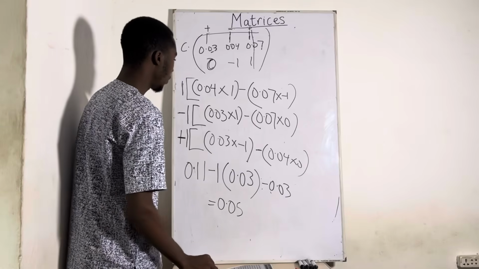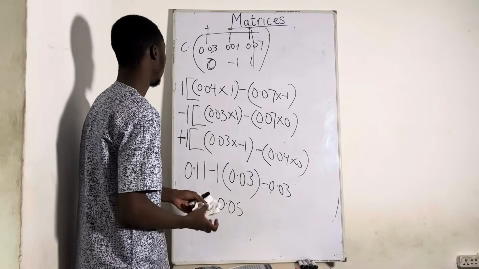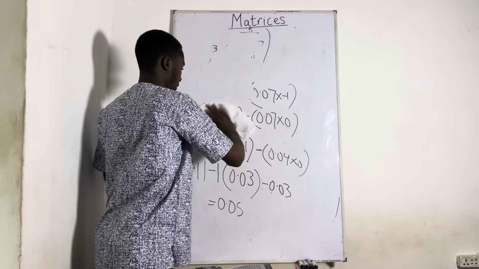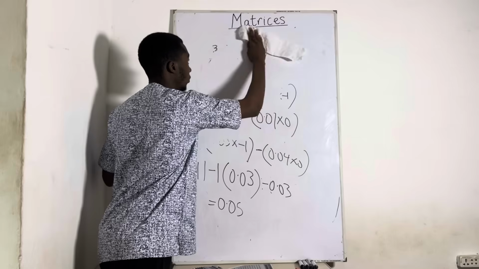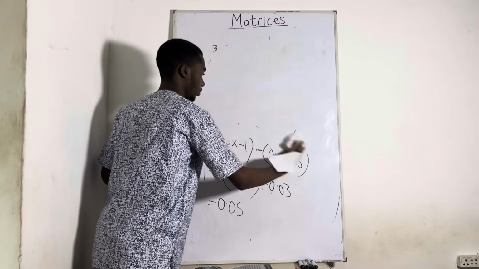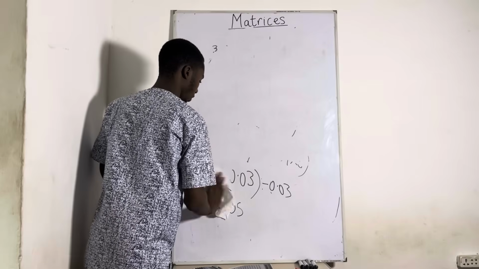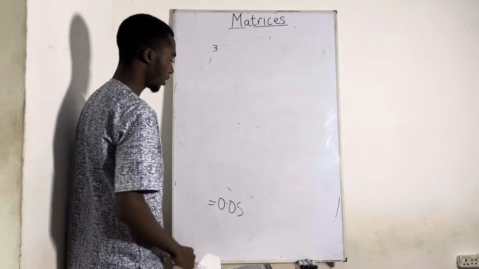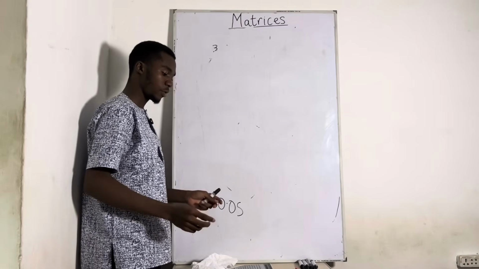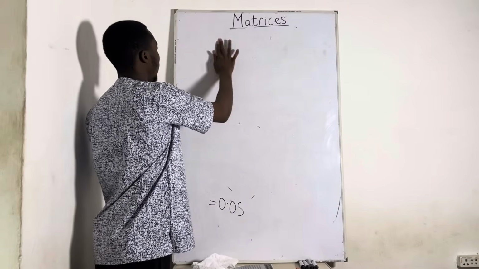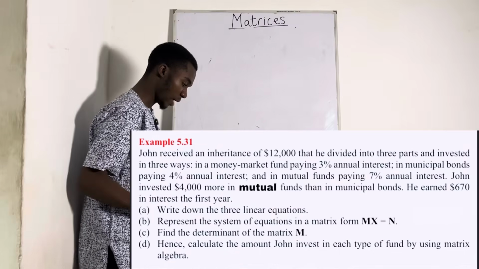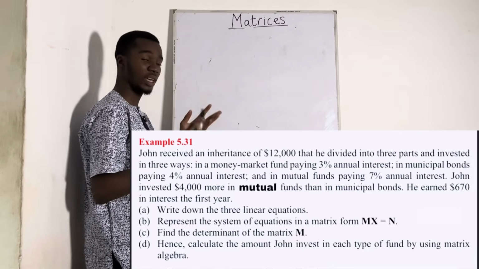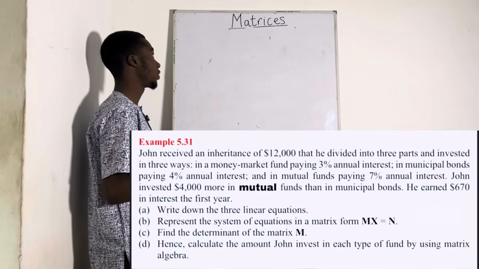Now, for the Cramer's rule, let me clean the board so that I explain it better. So just don't forget the values you use because we're about to use it for the Cramer's rule. So our determinant is 0.05. So for Cramer's rule, if you want to find the value of X, let's say you should find the amount you invested, and we represented it by X, Y, and Z, remember from the beginning. So now we are going to find X, find Y, and find Z.